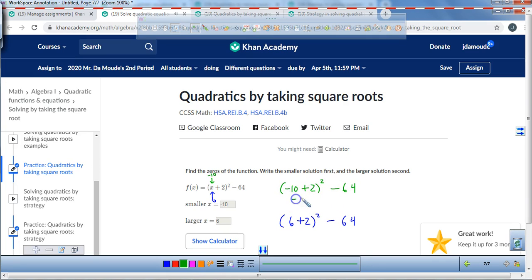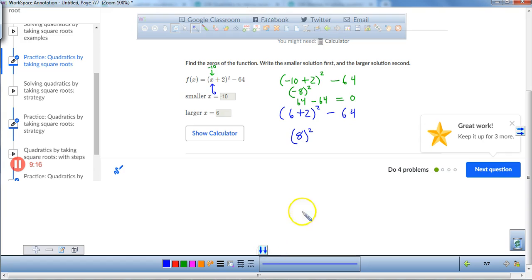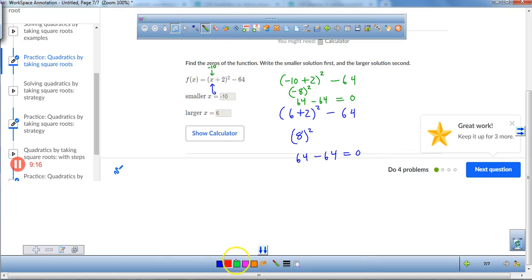Negative 10 plus 2 is negative 8. Negative 8 squared is actually 64. And 64 minus 64 equals 0. Over here, 6 plus 2 is 8. 8 squared is also 64. And 64 minus 64 is 0. So both of our answers work. Negative 10 works, and positive 6 works. Oh, wrong color. So that's how you kind of check your answers, just to make sure that you got them correct.